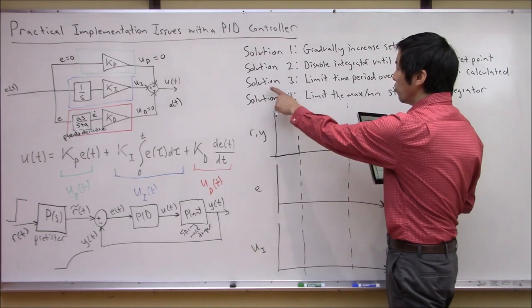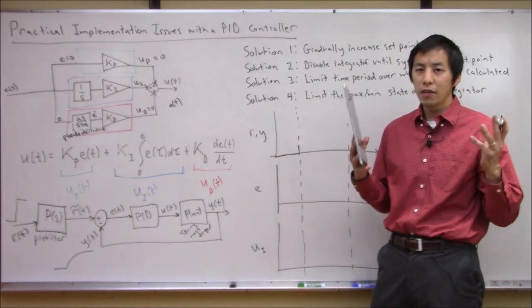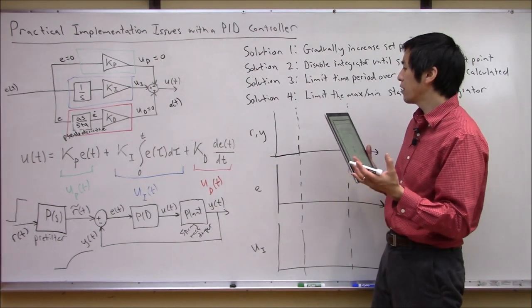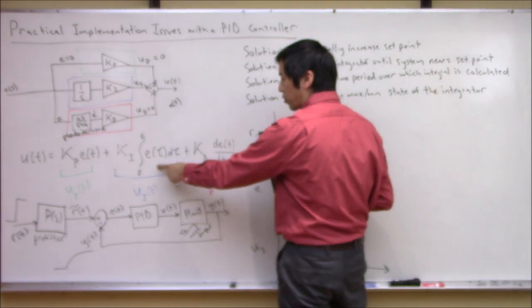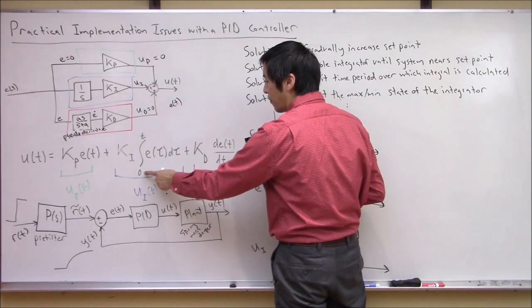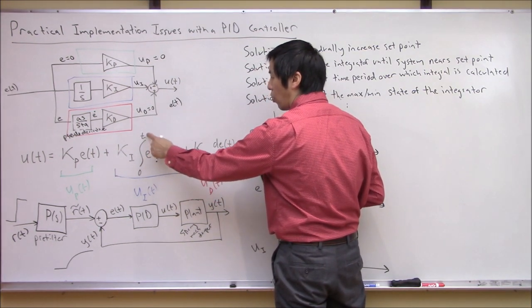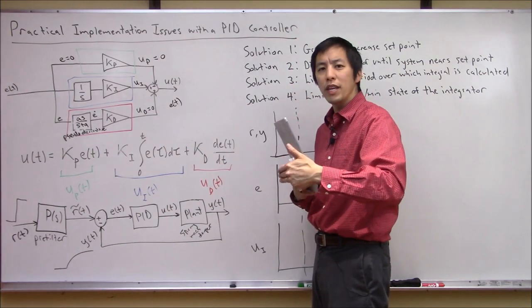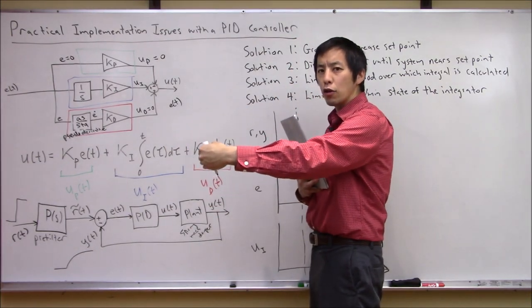All right, so the idea with solution 3 is similar to solution 2, except it's a little bit more elegant, in the sense that we can modify this control law instead of integrating from time 0 all the way to the current time. What we can do is, why don't we only integrate over a finite look back window?